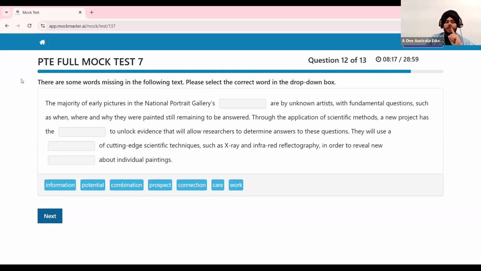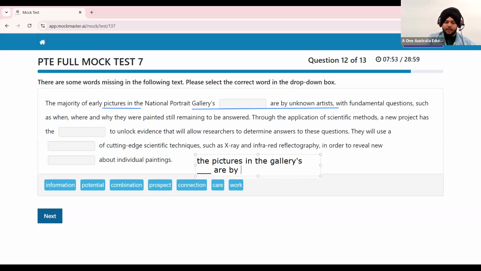Now, guys, here I want you to focus on something. The majority of early pictures, we are talking about pictures in the galleries [blank], are by many unknown artists. What I want you to focus on is what they are saying: the pictures in the galleries [blank] are by artists. That means in galleries [blank], there are some pictures. Now, in galleries work, there can't be pictures.